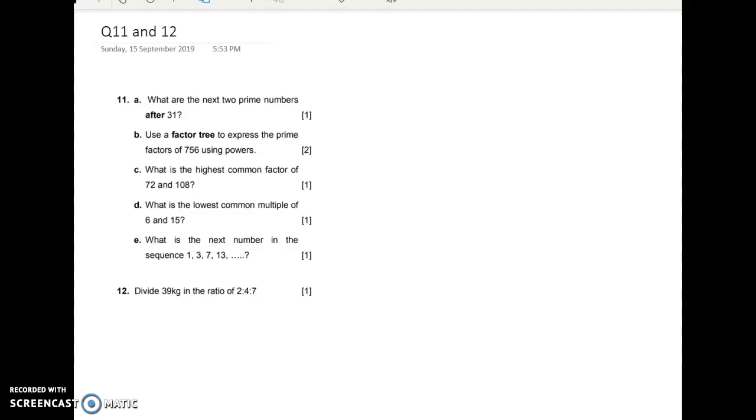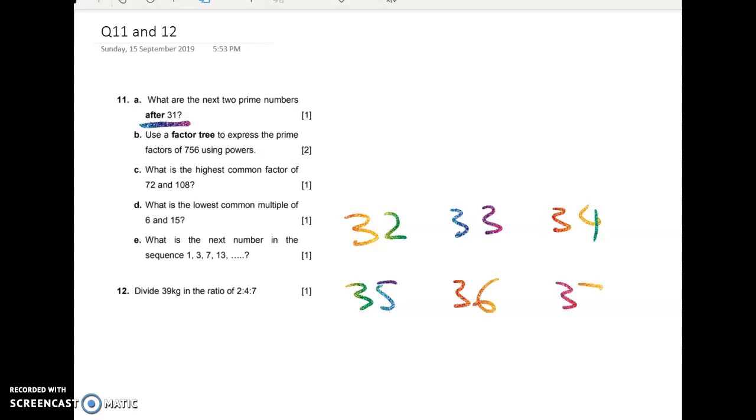So what are the next two prime numbers after 31? Remember, prime numbers are numbers that have exactly two factors, 1 and the number itself. So we know that the only even prime number is 2. So let's think about the numbers coming after 31. We're just going to write a few of them out and then have a think. We want to find the next two of them, and we can always knock some out, right?